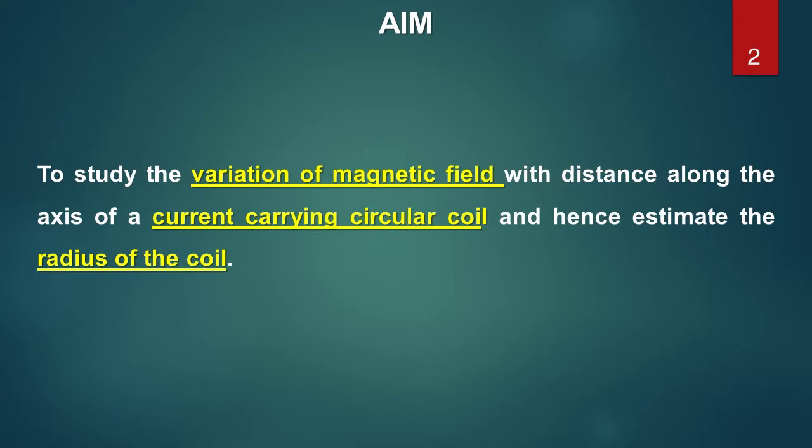The aim or objective of this experiment is to study the variation of magnetic field with distance along the axis of a circular coil carrying current. In other words, to study the variation of magnetic field with distance along the axis of a current carrying circular coil and hence estimate the radius of the coil.